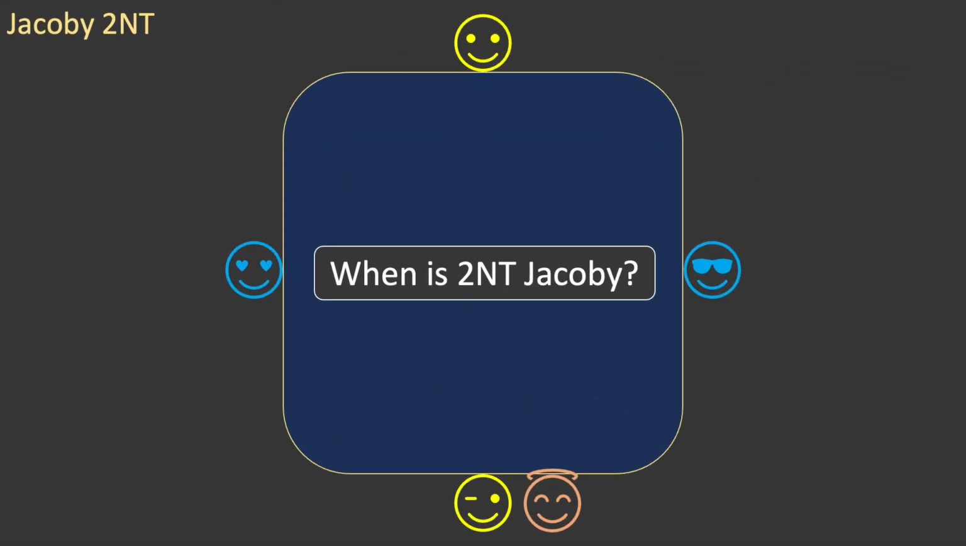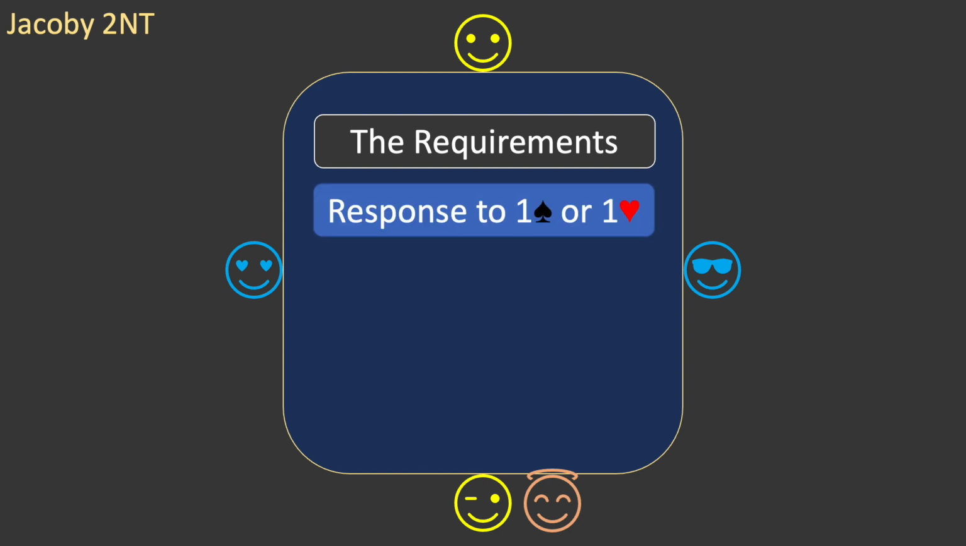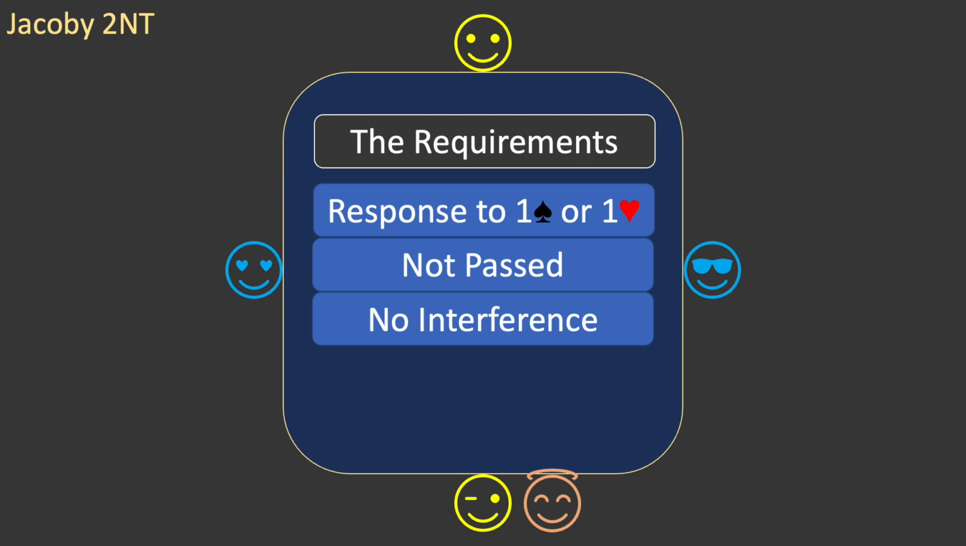When your partner bids 2NT, how do you know if it is Jacoby? Let's check the requirements. If your partner makes a 2NT bid, you will know it's a Jacoby 2NT bid if the following auction requirements are met. First, it is a response to your 1 spade or 1 heart opening bid. Second, partner has not previously passed. And third, there has been no interference in the auction by your opponents. That is, they have only passed.